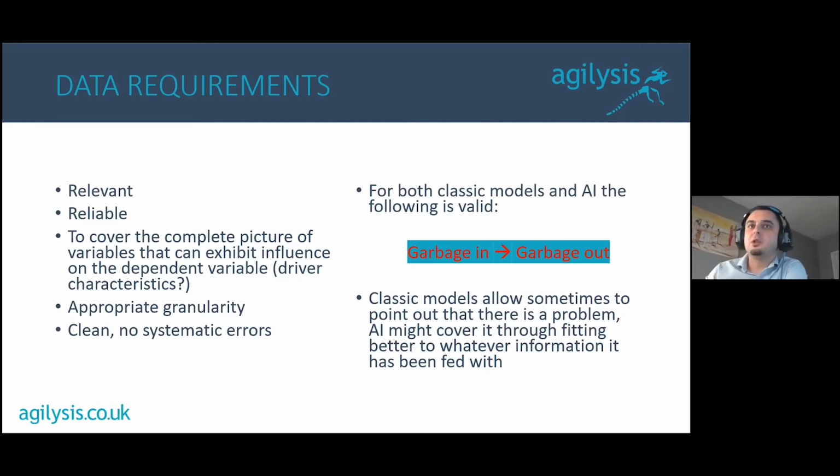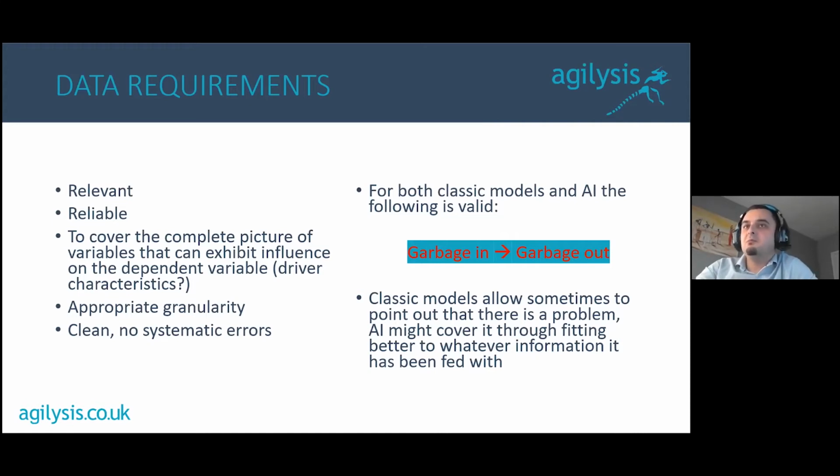Now I'm going to just talk very briefly about data requirements. So these models need data. What we would like, ideally, to have in the data, but of course, we want to have relevant data, because we might have a lot of data. If it's not relevant for the element we're investigating, we shouldn't put it in. We want the data to be reliable, to have an appropriate granularity, to be clean of systematic errors and other errors. But very important, ideally we want the data to cover a full picture of variables that could exhibit influence on the dependent variable.